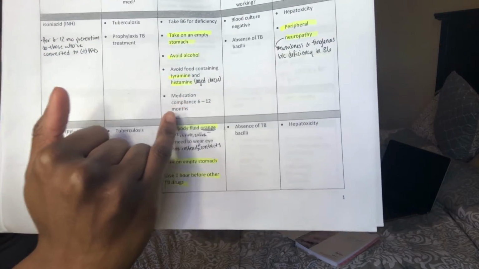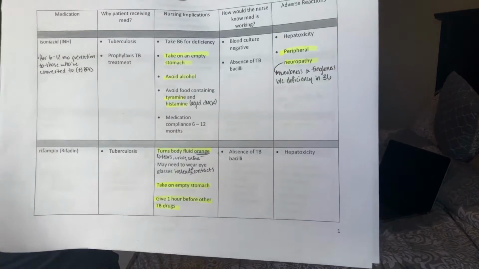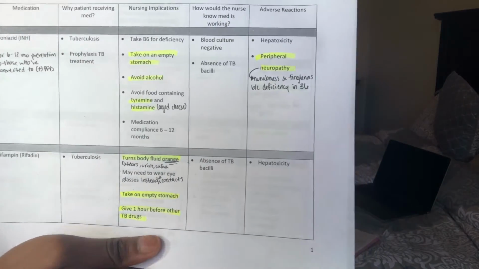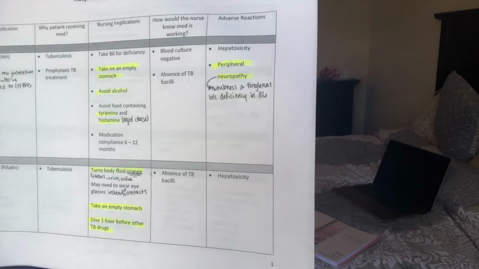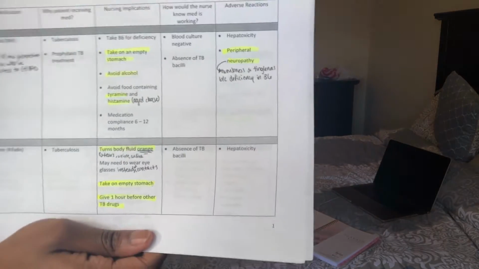And there is medication compliance for 6 to 12 months. I want them to be compliant for the whole course of the medication. How do I know it's working? Well, I know it's working when their blood culture comes back negative and when there's absence of TB bacilli.